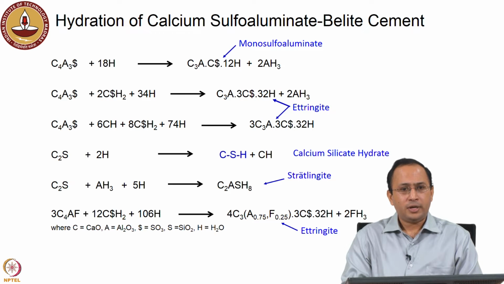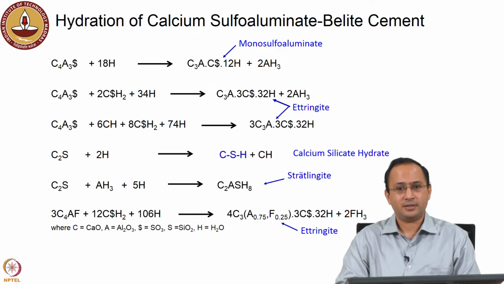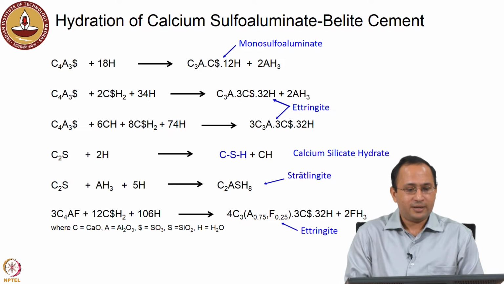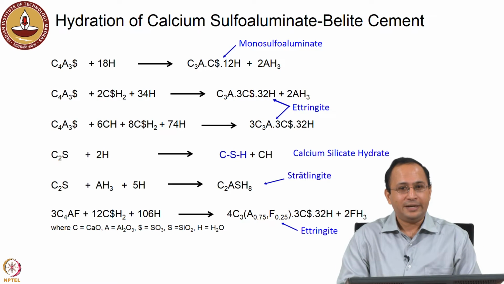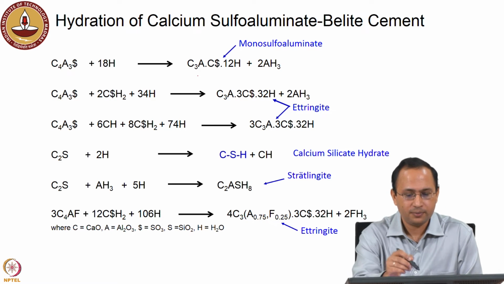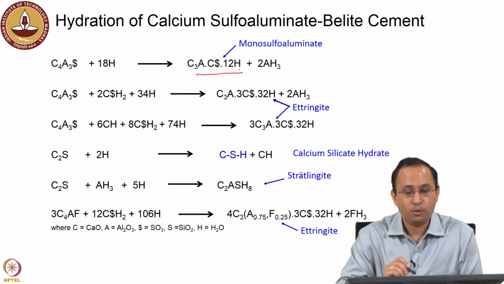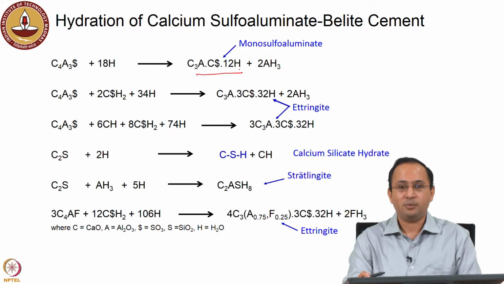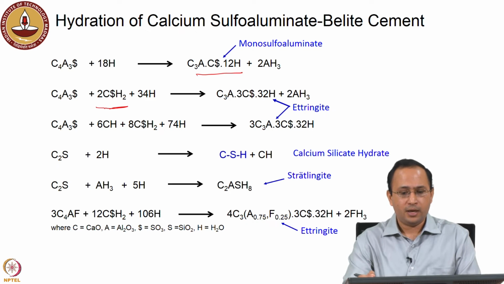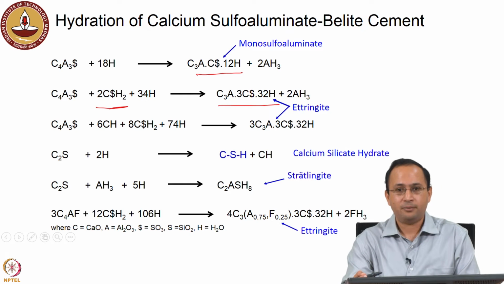Now, we will look into hydration of calcium sulfoaluminate based cement. So, I will use yeelimite and calcium sulfoaluminate interchangeably. Yeelimite, which is C4A3S, can hydrate just in presence of water and gives monosulfate. You have monosulfate and aluminum hydroxide, also called gibbsite. Now, when there is a presence of gypsum, you have a formation of ettringite, okay? And again you will have aluminum hydroxide.